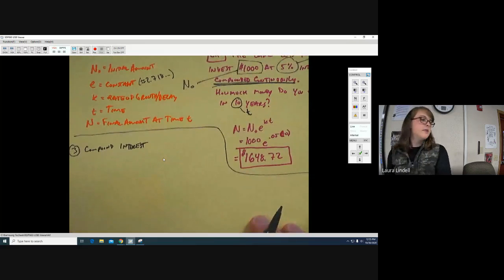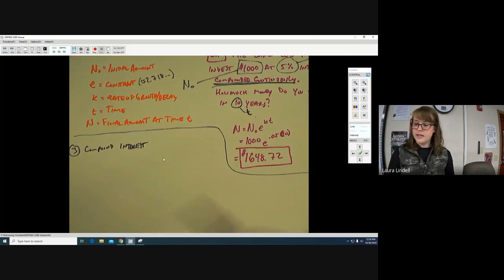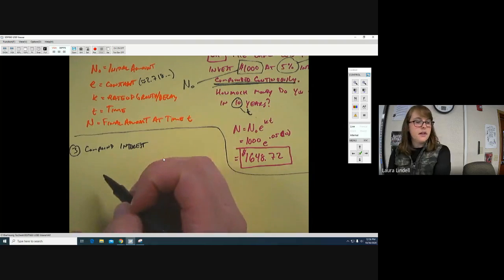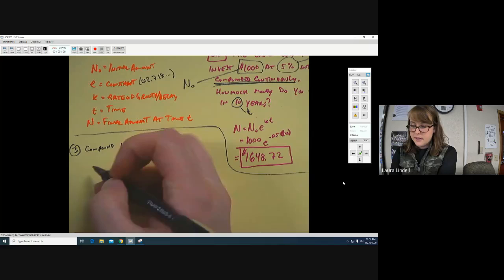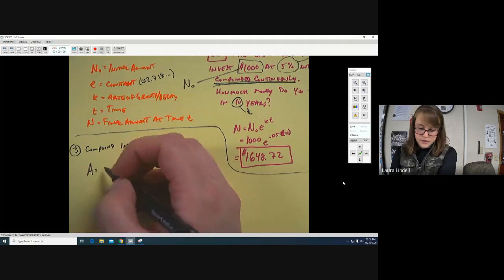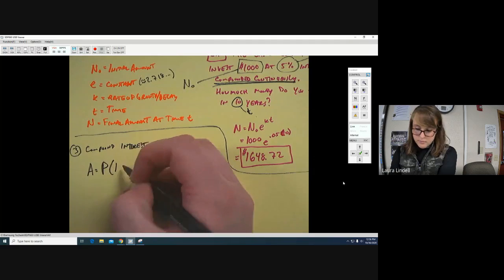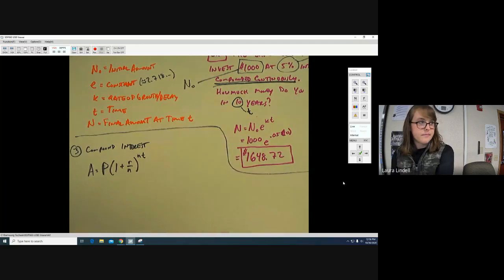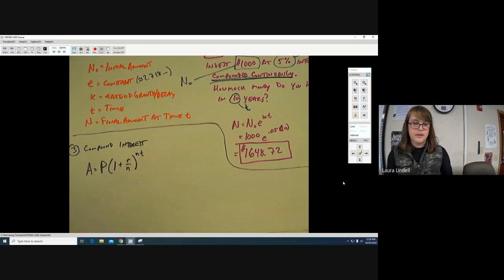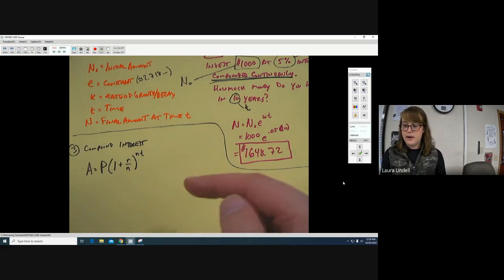And so with compound interest, it might not be compounded continuously like this one. It could be compounded yearly or weekly or quarterly or whatever. So this one uses a little bit different letters in the initial equation. We'll see things like A equals P times (1 plus R over N) to the NT. So this is the one that looks different, or it uses different letters.